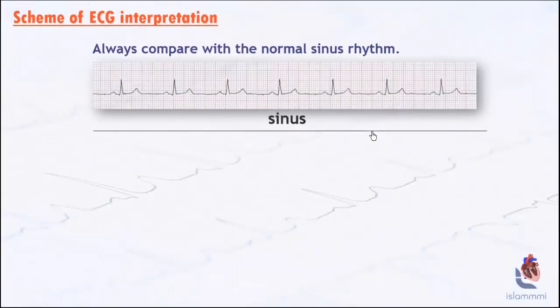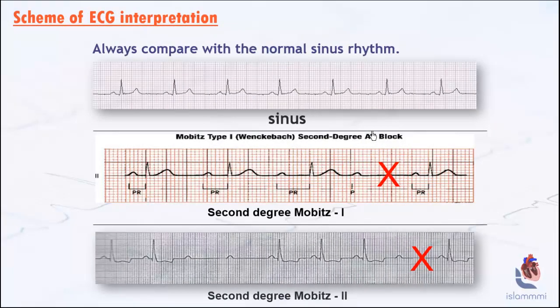So always compare. I will give you the 3 here. That's normal. Only one P wave before each QRS. We don't have 2 P waves here, only 1. So we call this one normal sinus. This one, we have normal PR, gradual prolongation, more prolongation, and then drop. So as long as I have a gradual one, this is type 1. Okay? Second degree, type 1, or we call it Mobitz type 1, whatever you want to call it.